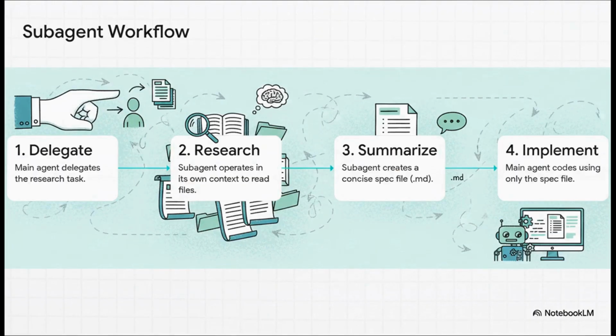Number 3, use subagents for the heavy lifting. This one is a total game changer. You basically have a dedicated research assistant agent. It operates in its own little world, its own context window, and its only job is to read all the files and docs. Then, it creates a super concise summary or spec file. Your main coding agent? It only needs to read that tiny little file. This saves a massive amount of tokens by separating the research from the coding.